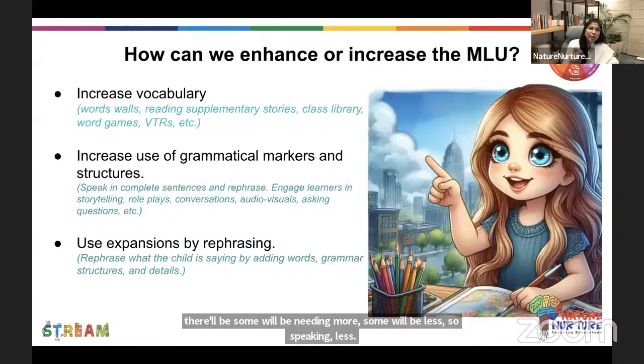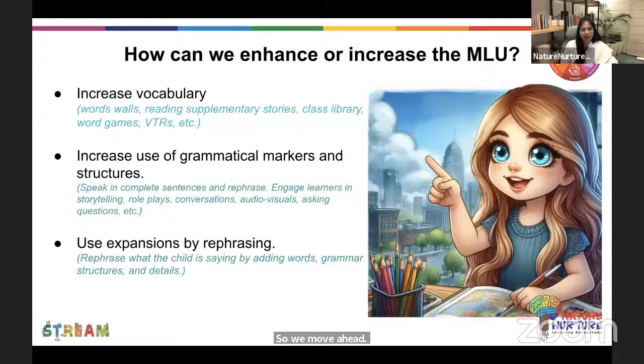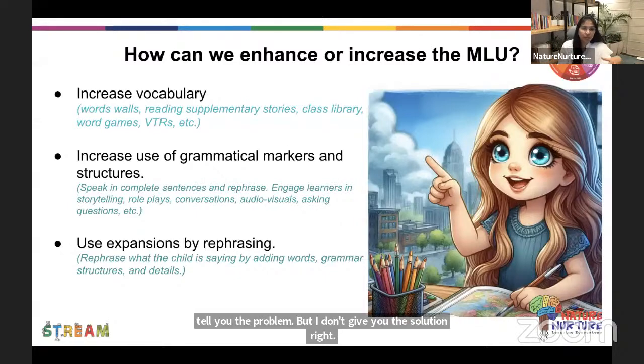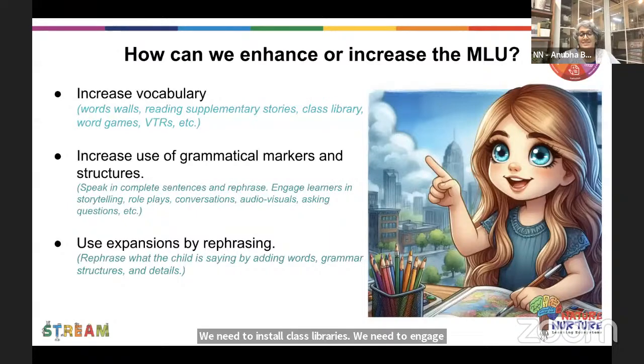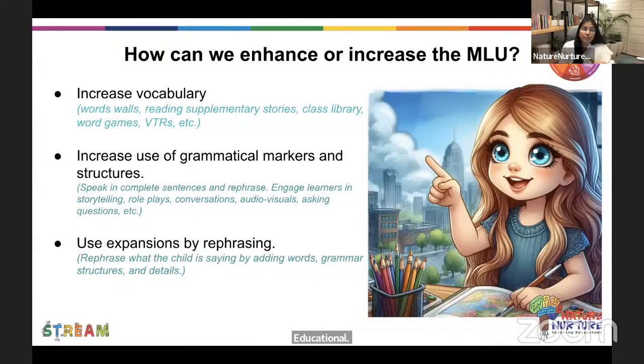So now how can we enhance or increase the MLU? I tell you the problem, but I don't give you the solution, right? When we talk about increasing vocabulary, we need to use the word walls generously. We need to read out supplementary stories. We need to install class libraries. We need to engage children in the word games, which are included in ERAs, educator reference activities. And we need to engage them in visible thinking routines, because sometimes children have better vocabularies than us.